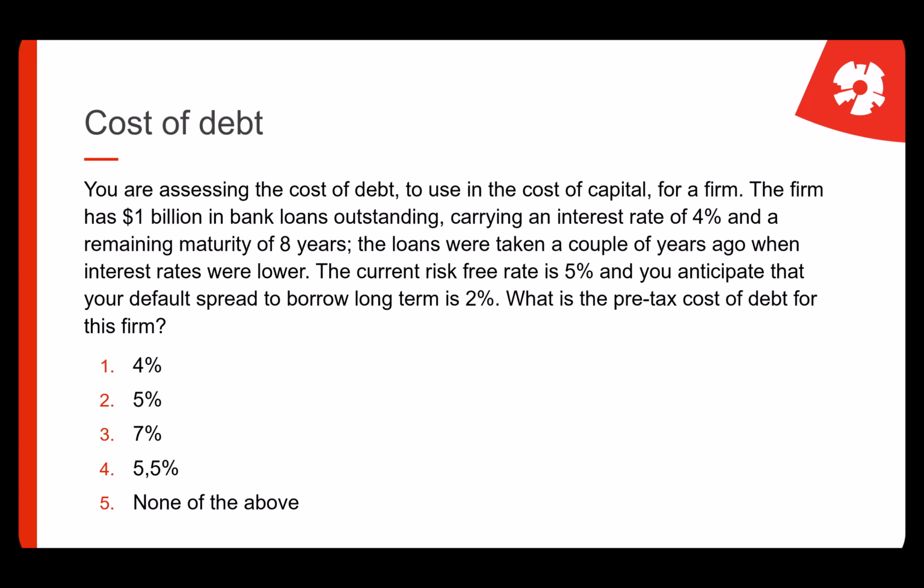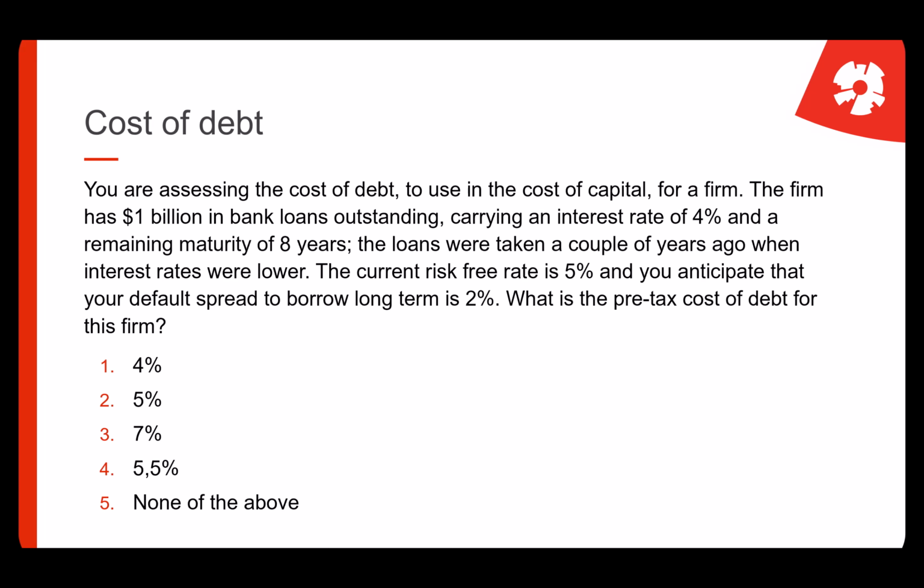Now let's test our understanding with a quick example. If we are trying to estimate the pre-tax cost of debt for this firm, notice that the firm already has 1 billion in bank loans outstanding with an interest rate of 4%. But those loans were taken out a couple of years ago when interest rates were much lower. So the key point here: we do not look at the coupon rate on the old debt. Instead, we ask, what would it cost the firm to borrow today?